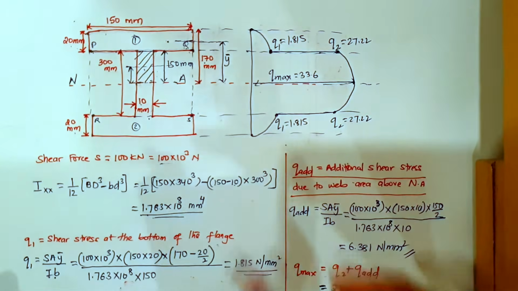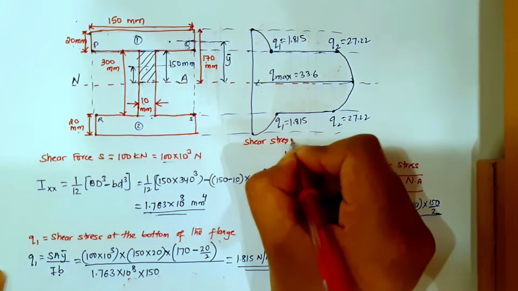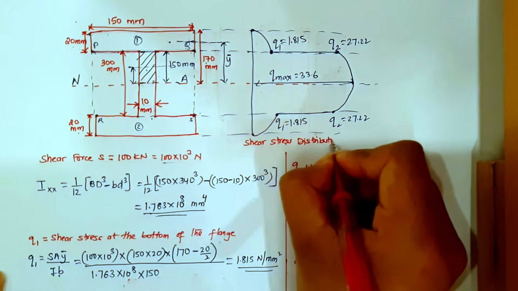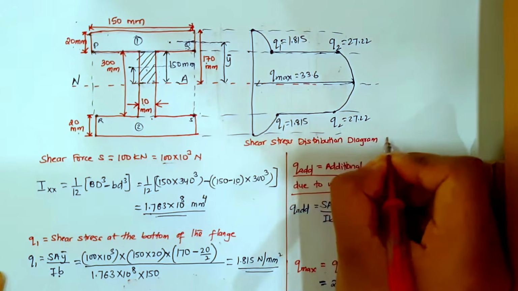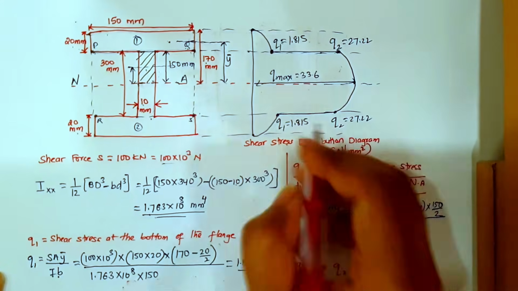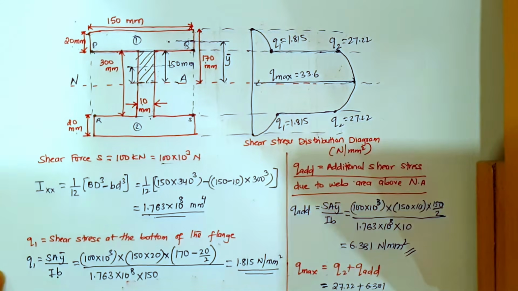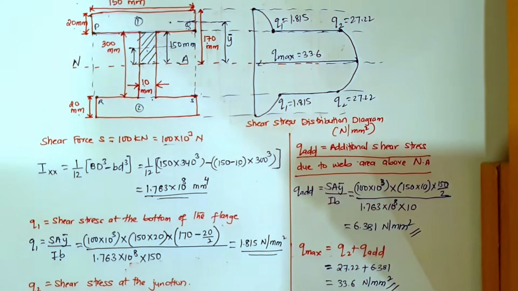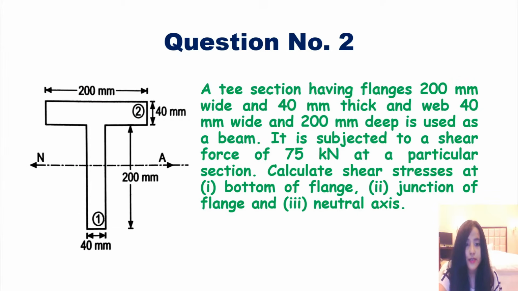And what is this? This is a shear stress distribution diagram in Newton per mm square. Since I have not put the unit here, you put it in this manner here. So I hope this numerical is clear. This is the last numerical for today's session.